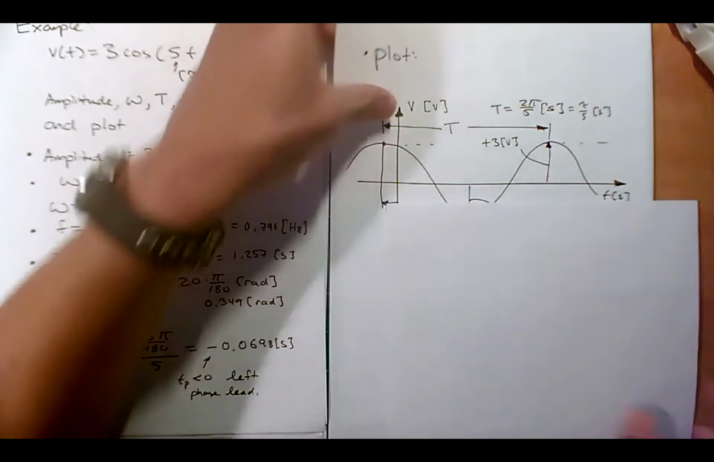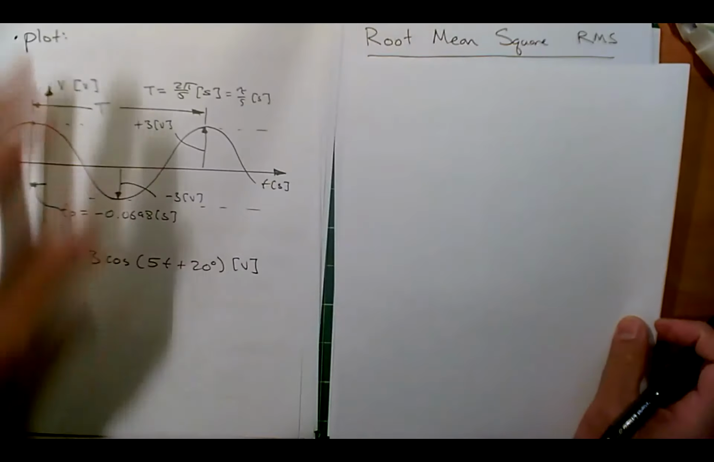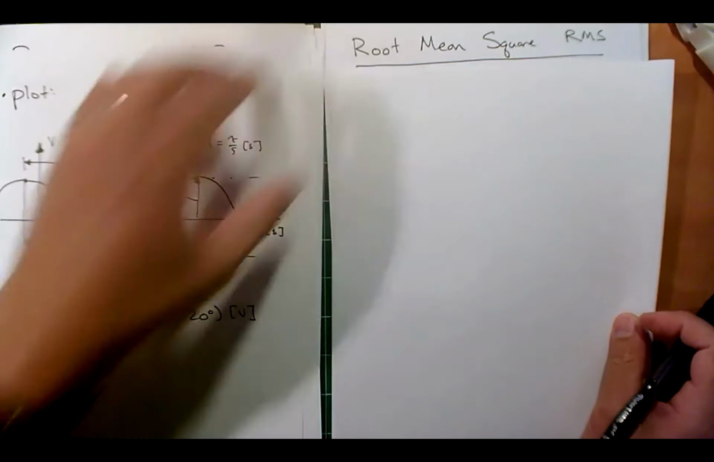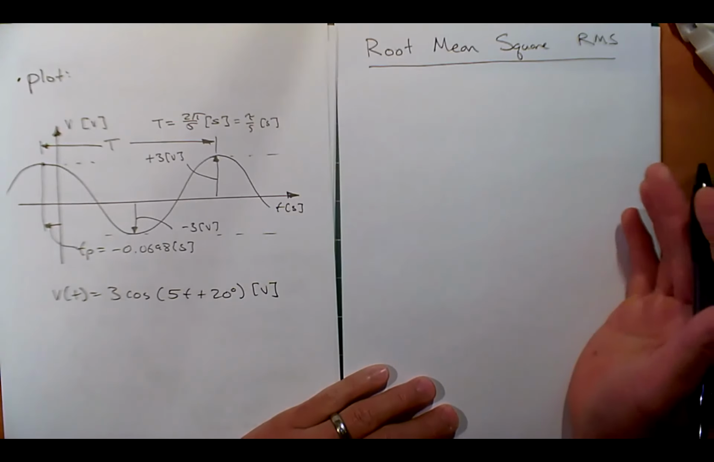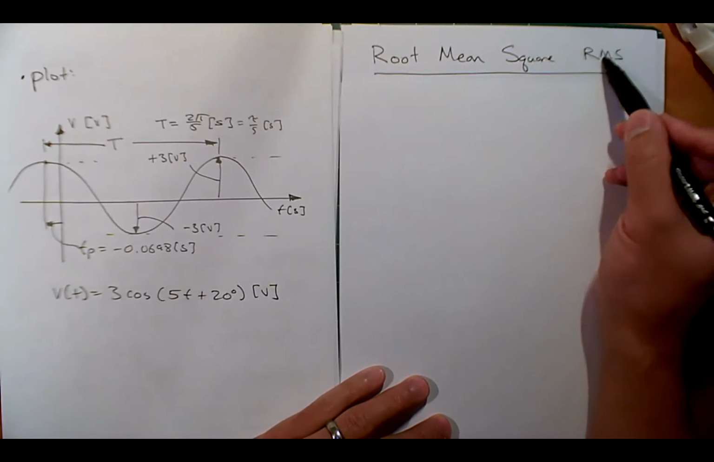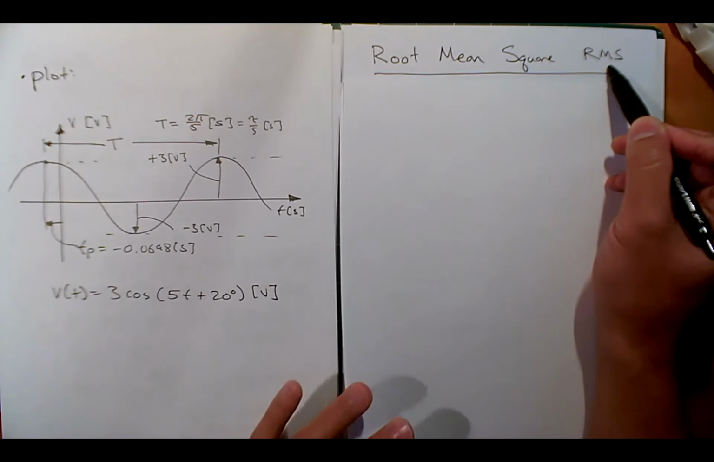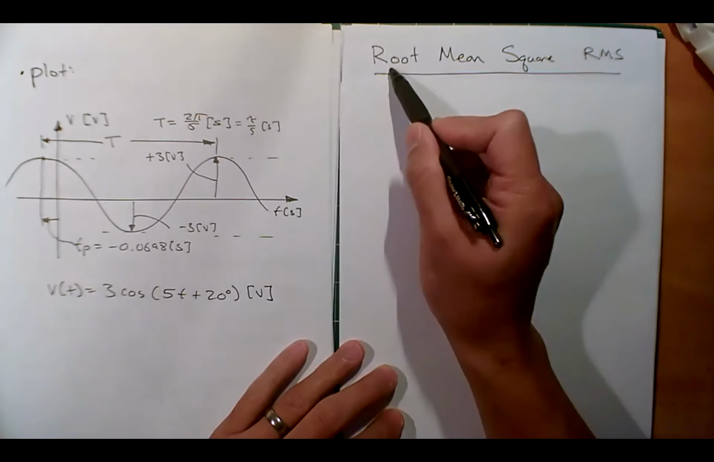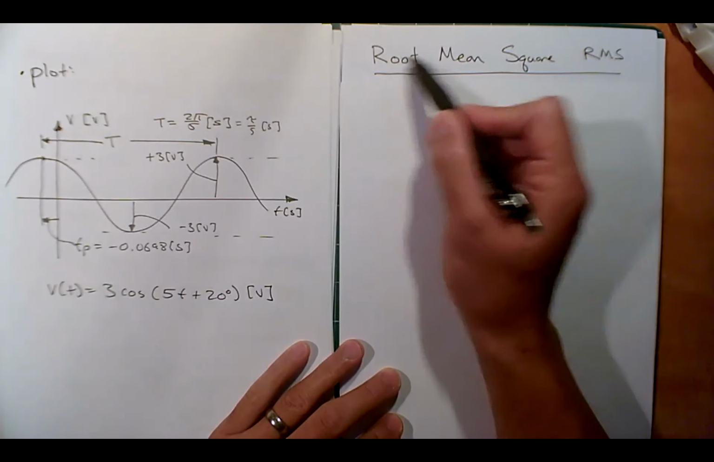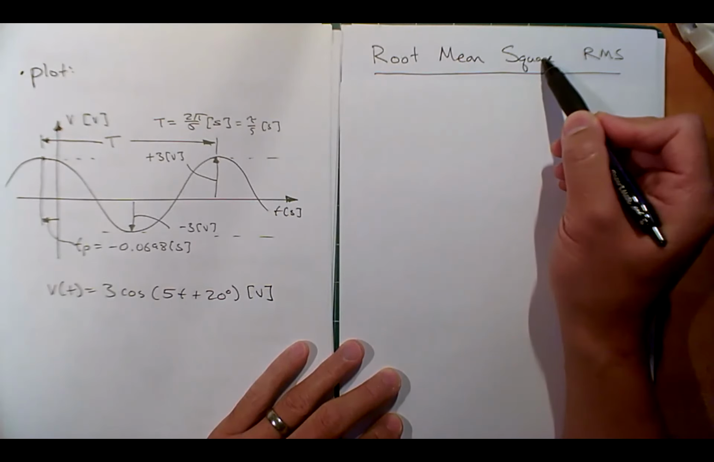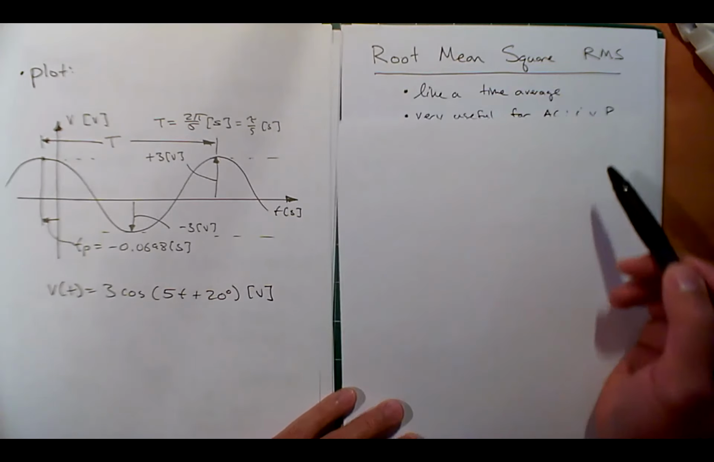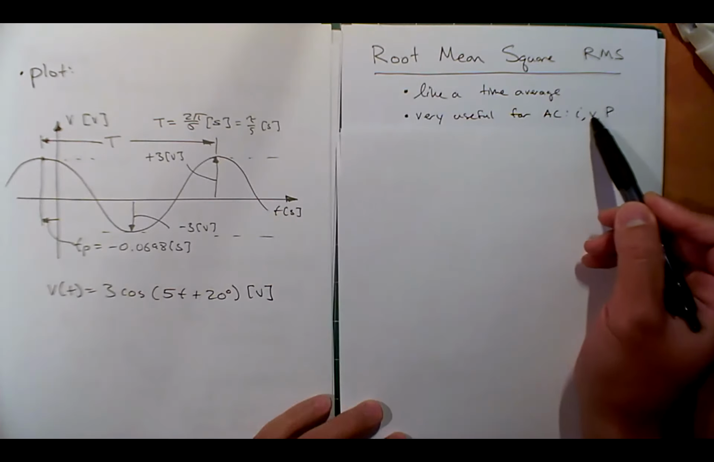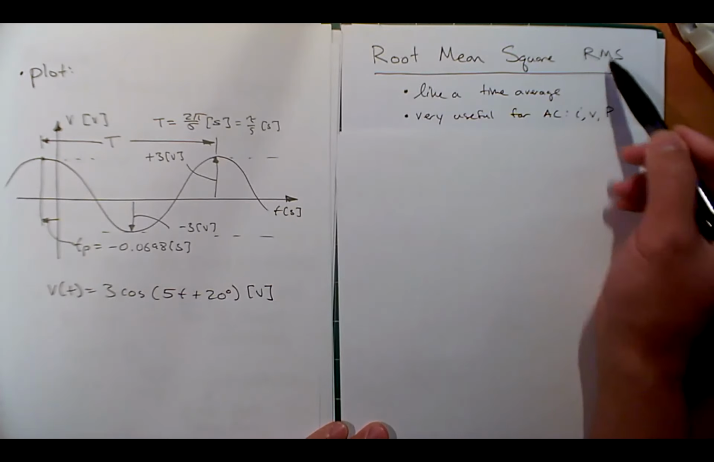So let's look at this next concept called the root mean square. Unbeknownst to you, you might be using this every time you talk about AC power. Every time you're talking about 120 volts, 208, 410, that is related to the root mean square. What is the root mean square? These are just the mathematical operations that you know and love: square root, mean or average, and square, the opposite of square root. It's like a time average, and it's very useful for AC current, voltage, and power. We're going to see this RMS a lot.